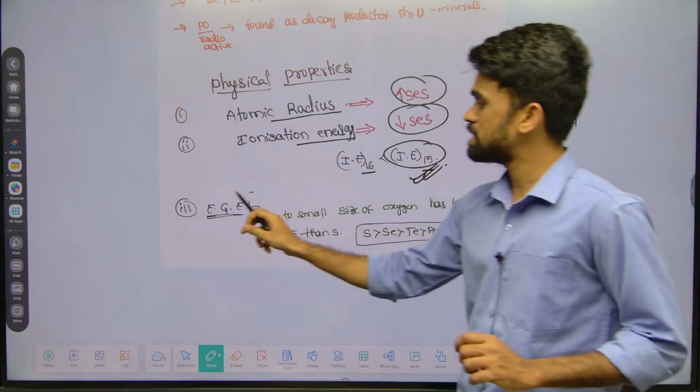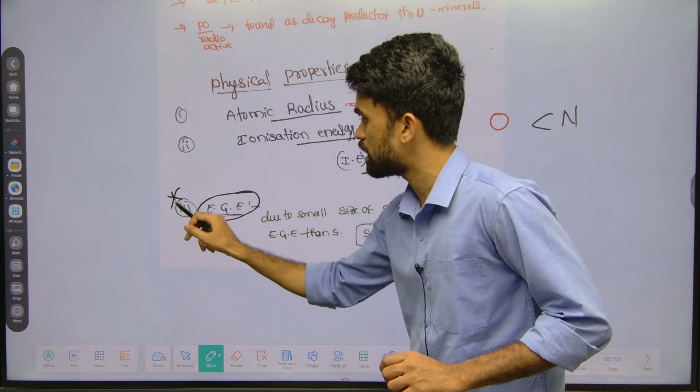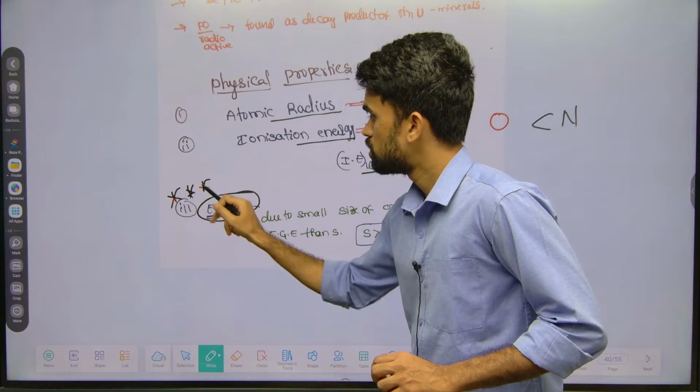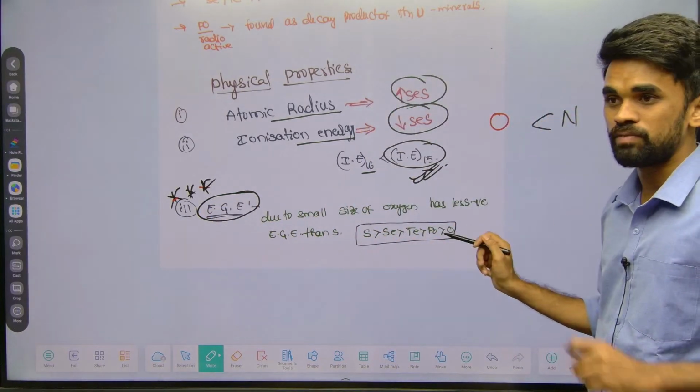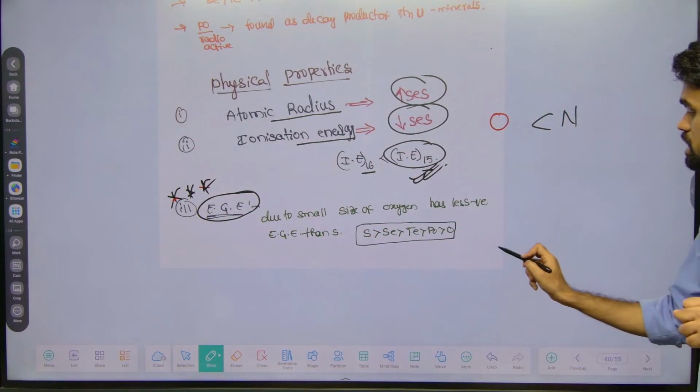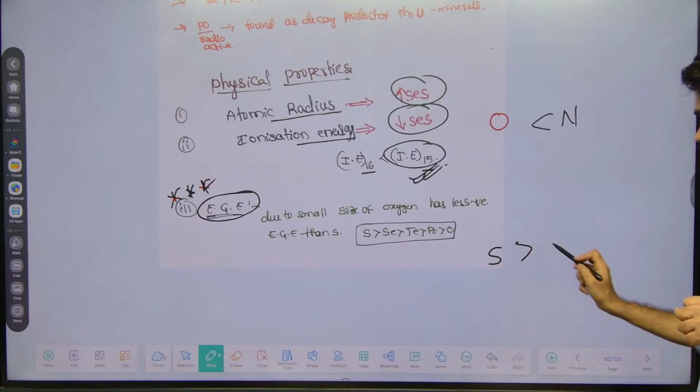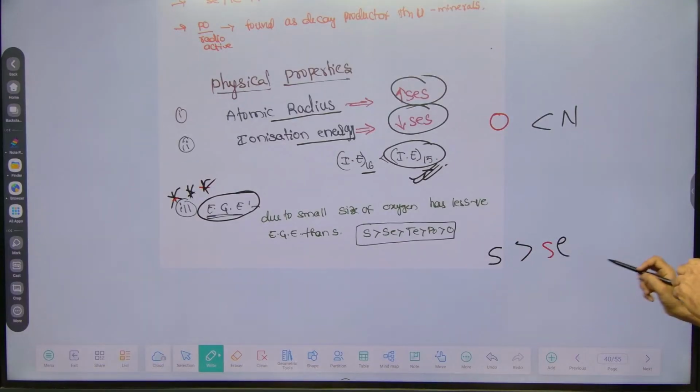Okay. Next one is electron gain enthalpy. Again, you can expect this question. Electron gain enthalpy order we discussed in the periodic table. Which is highest? Sulfur. The next, selenium. Like that it goes on down. Least, you put oxygen.